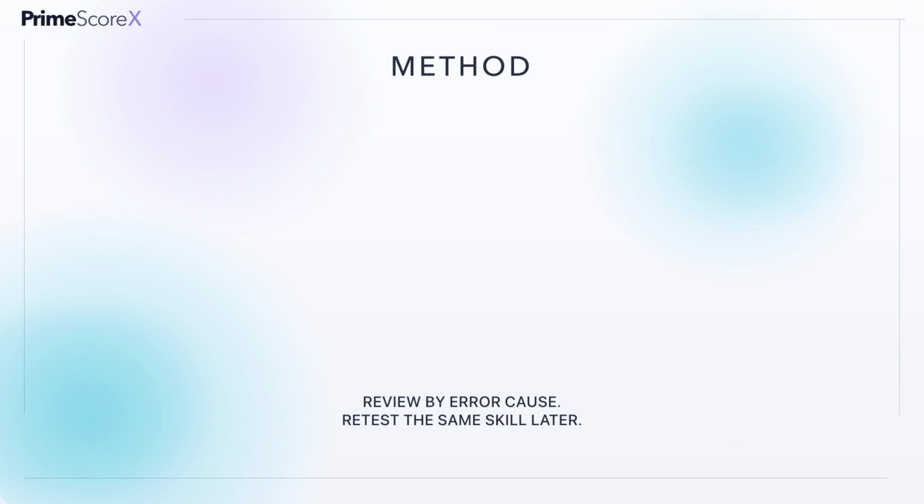Then continue the method. Step 3. Review by error cause. Step 4. Retest the same skill later. This is where most improvement happens, because you move from recognition to execution. You are not just saying, "I understand the topic." You are proving that you can apply it correctly under TEAS-style pressure.